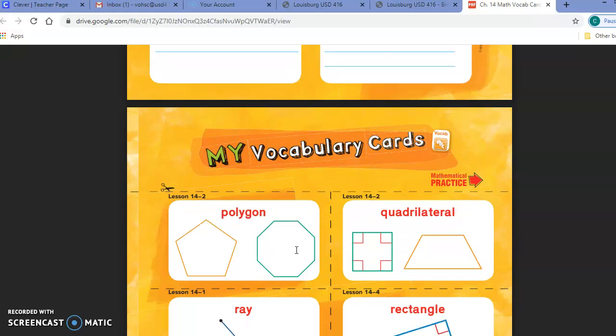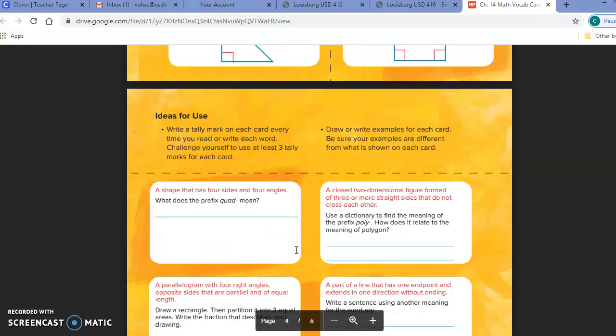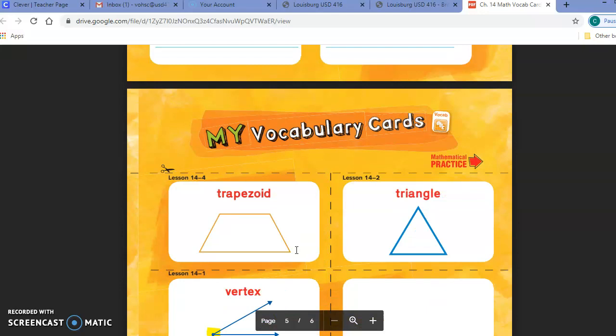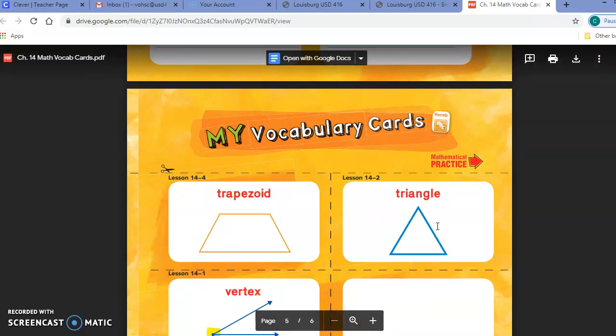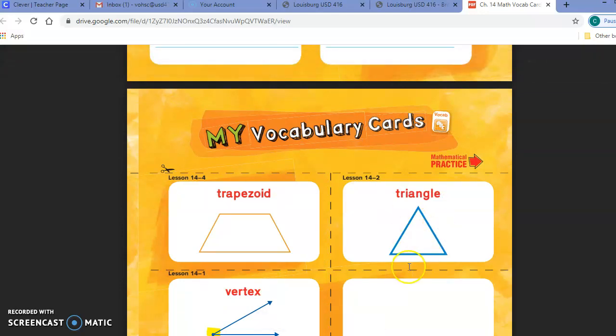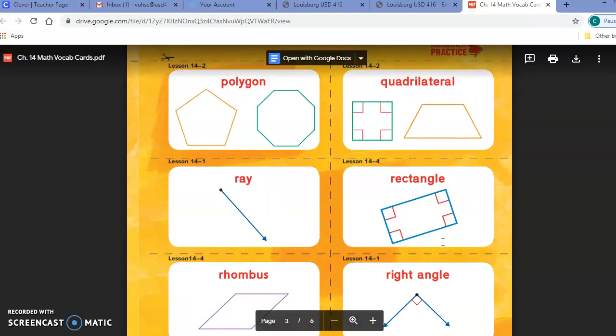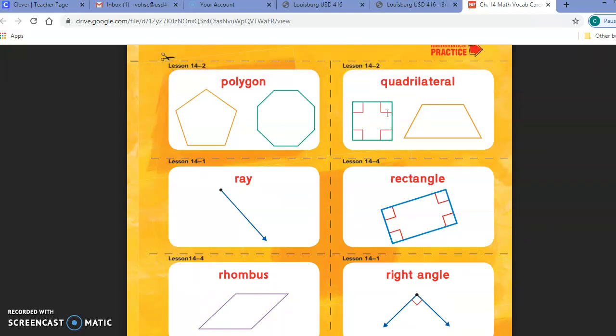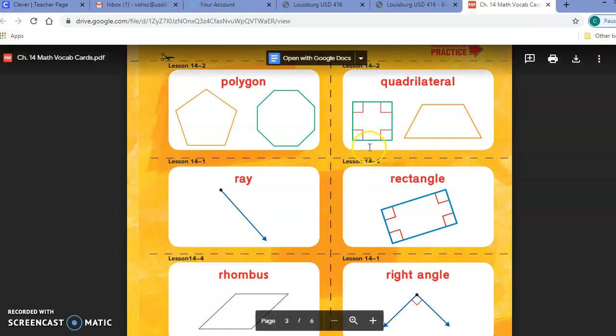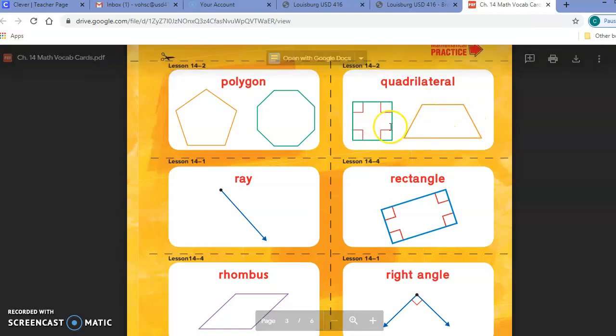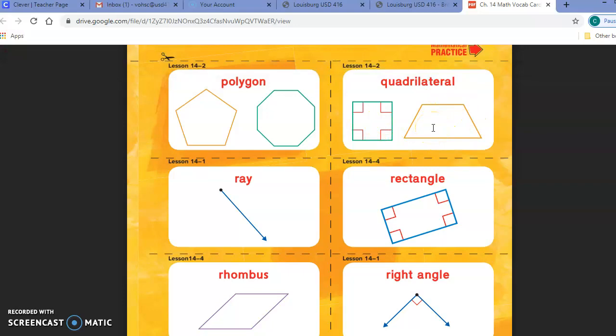Some of the polygons we're going to be looking at in this chapter are going to be a triangle. We know tri means 3, so it has 3 sides, and it has 3 angles inside of it also. And then we're going to talk about the quadrilateral. Here's 2 examples of quadrilaterals. Quad means 4, so it has 4 angles and 4 sides. The 4 angles and 4 sides can look different in each of the quadrilaterals.